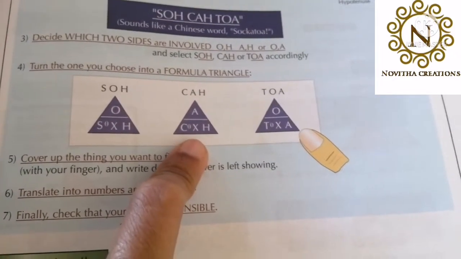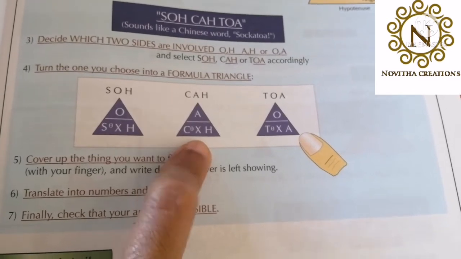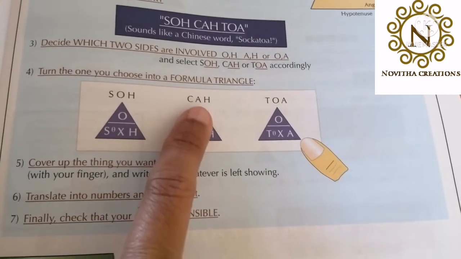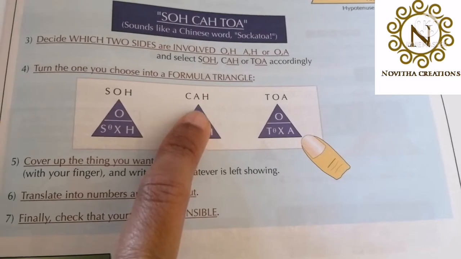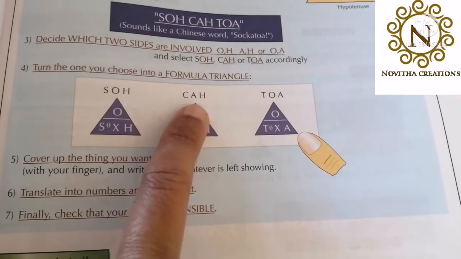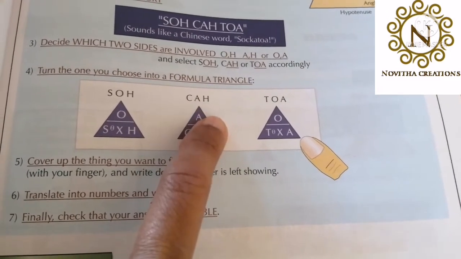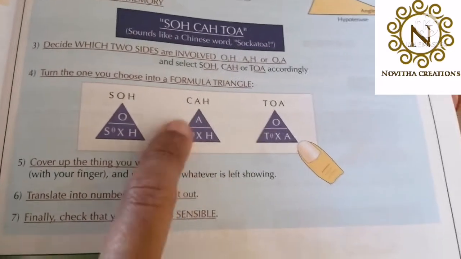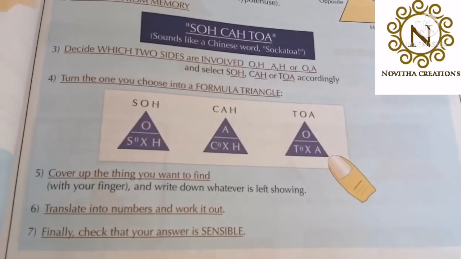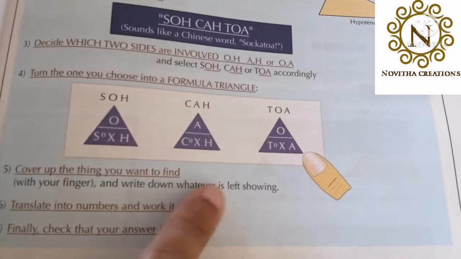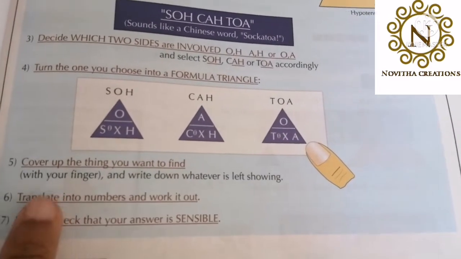And CAH, cos and angle, no sorry, adjacent and hypotenuse one. This is for some problems.